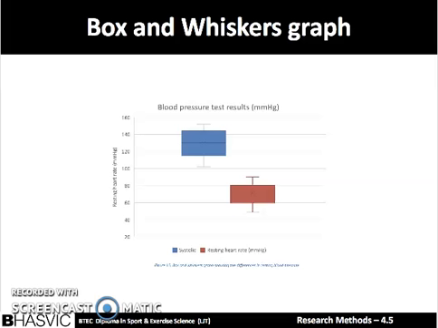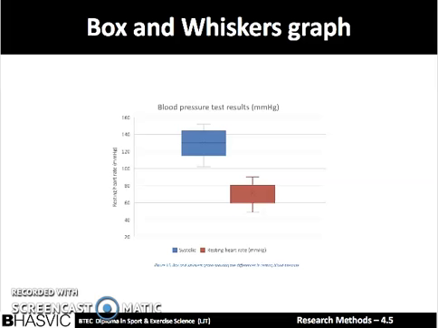Moving on to the box and whiskers graph, or box plot graph. This shows the total range, the interquartile range, the median, the upper quartile and lower quartile. In this case, the X's or crosses on here are the median.